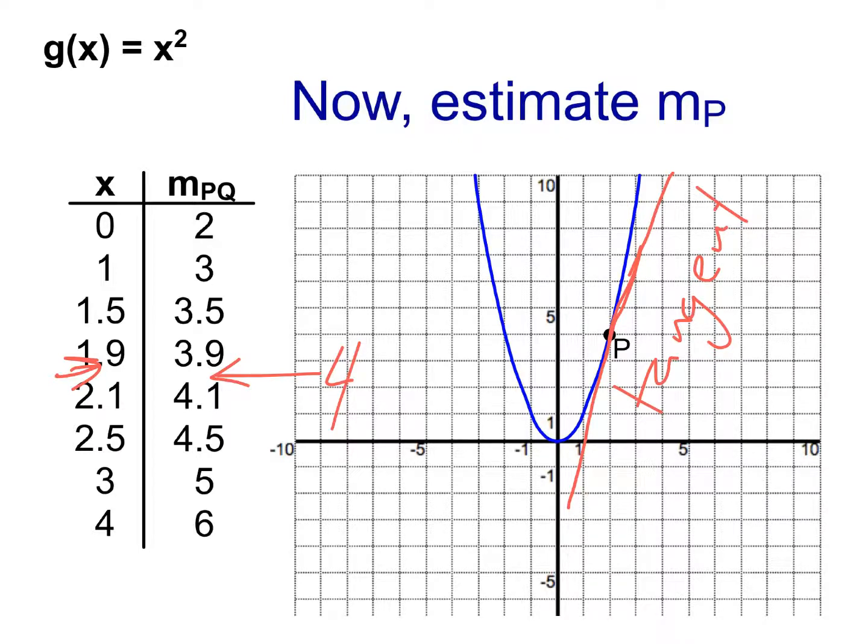Yeah, the question came up. You notice in this case our slope was 4. Our y value at P was 4. Is that actually always going to be the case? No. Pure coincidence here.